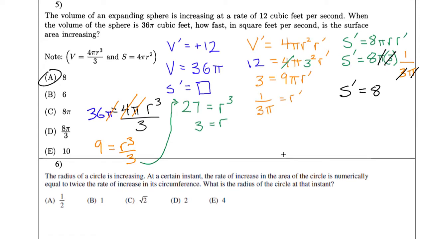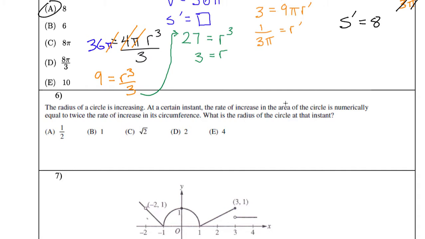So we have the radius of a circle is increasing. At a certain instant, the rate of the increase of area, so it's talking about area prime here, so let me write it down. It's saying that area prime is numerically equal to twice the rate of the increase of its circumference, so 2 times c prime. And what is the radius at this instant? We know it's 2 because we've seen this problem before, but let's talk about why.